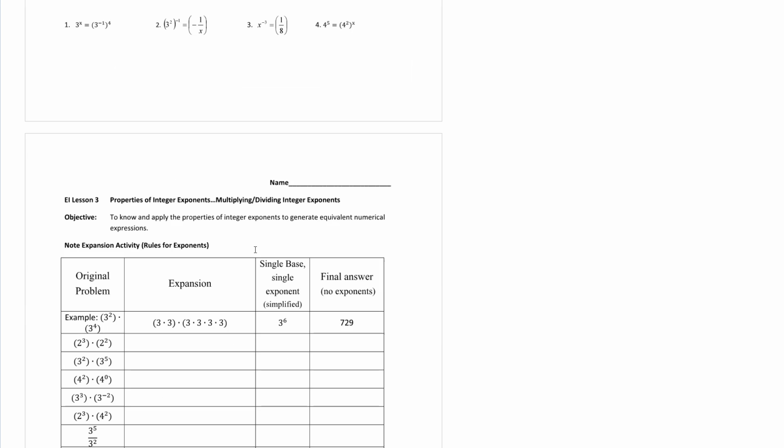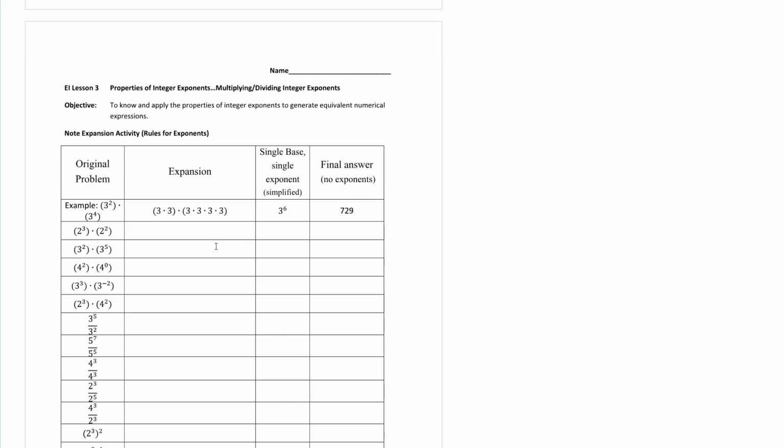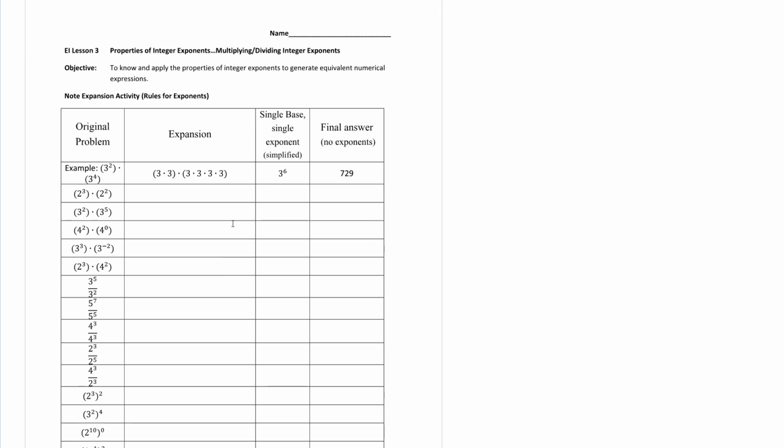Right, here is EI Lesson 3, Properties of Integer Exponents and Multiplying and Dividing Integer Exponents. Very, very similar to the last two lessons. We are learning more integer exponent rules. So I'm going to just help you understand. Here's our example. We have 3 squared times 3 to the 4th.